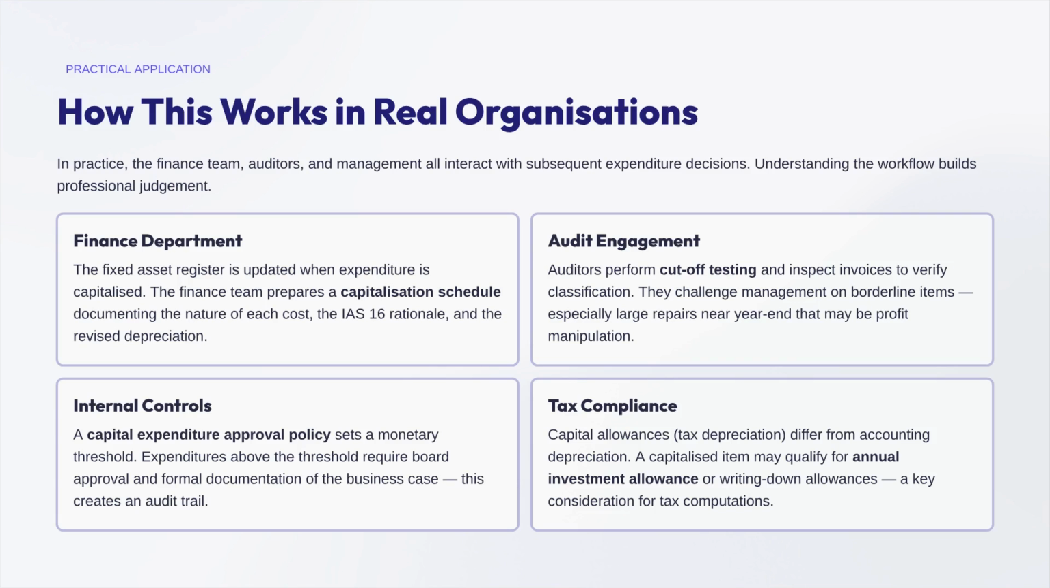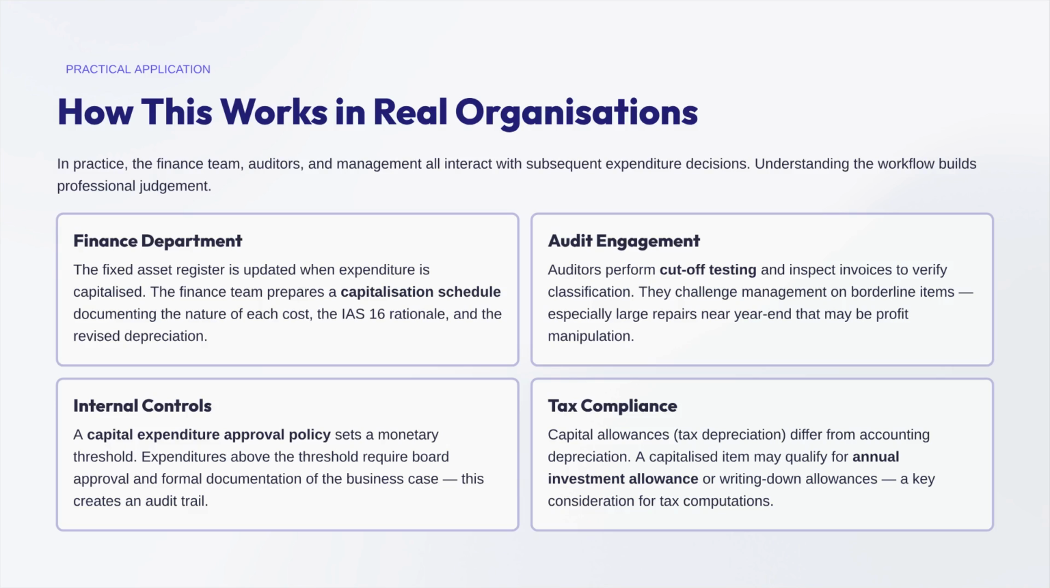Next, the audit engagement. Auditors perform cutoff testing and inspect invoices to verify classification. They'll challenge management on borderline items, especially large repairs near the year-end, which can be a red flag for profit manipulation. Then, internal controls. A capital expenditure approval policy sets a monetary threshold. Anything above it needs board approval and a formal business case. Again, this creates a clear audit trail.